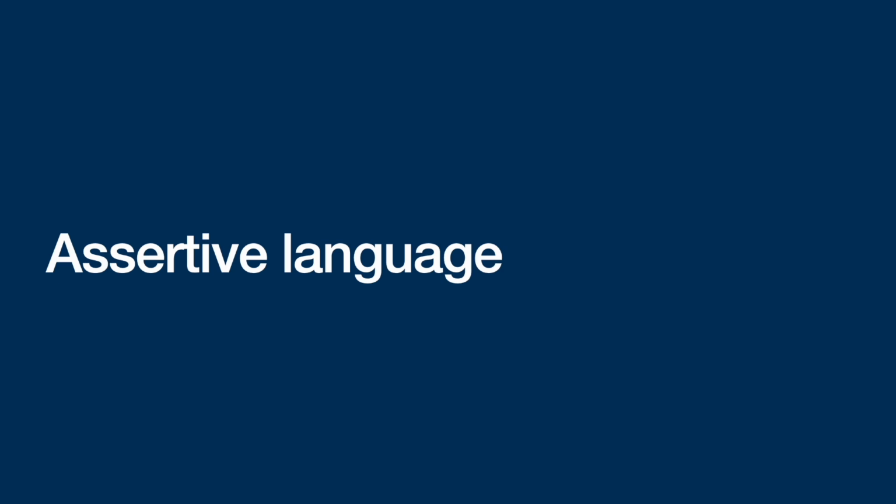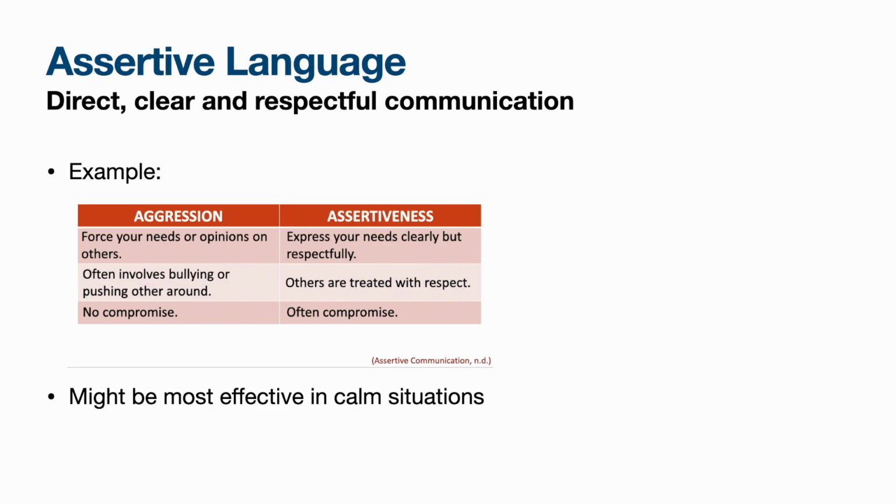And finally, the use of assertive language in your presentation, or maybe more in situations where questions are asked. So you want to be direct and clear, and obviously also respectful. I want to show the example that was given. So if you're aggressive, you tend to force your needs or opinions upon others, and could often involve bullying or pushing around, and no room for compromise or anything. Well, on the other hand, if you're assertive, you express your needs clearly but respectfully. So you leave some time or space for the other person, and treat others with respect. And there's room for compromise.